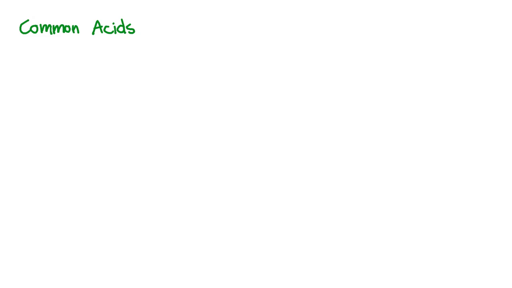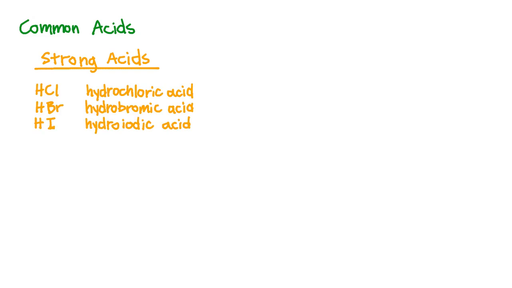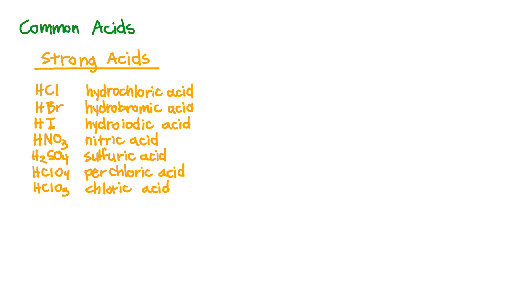Let's start with the acids. Let's start with the strong acids, because there's only a handful of them. Unfortunately, this is a list that needs to be memorized. Our first three strong acids are acids with halogens in them: HCl, or hydrochloric acid, HBr, or hydrobromic acid, and HI, or hydroiodic acid. Then we have four oxoacids, that is, acids that contain oxygen: HNO3, nitric acid, H2SO4, sulfuric acid, HClO4, perchloric acid, and HClO3, or chloric acid.